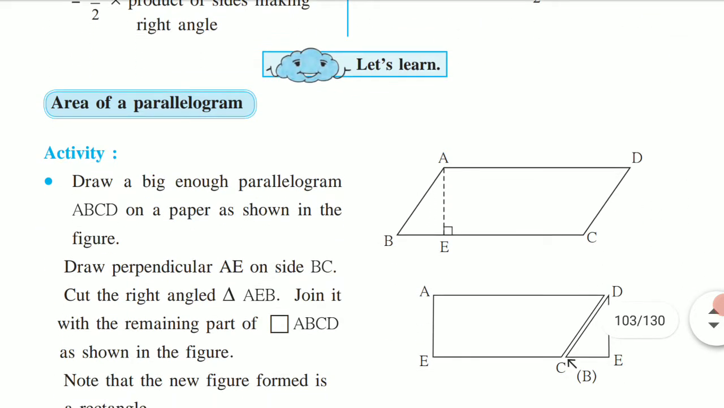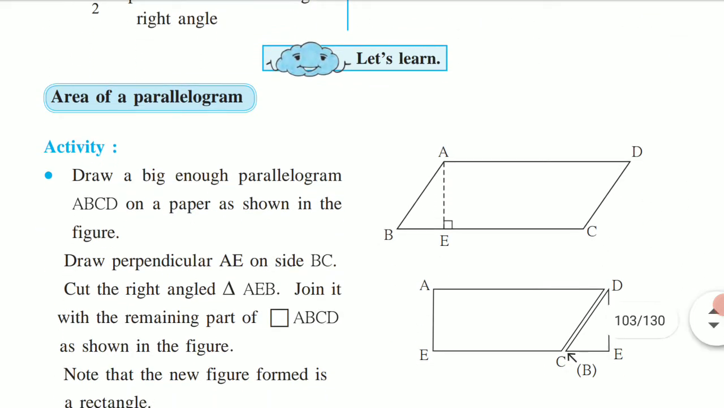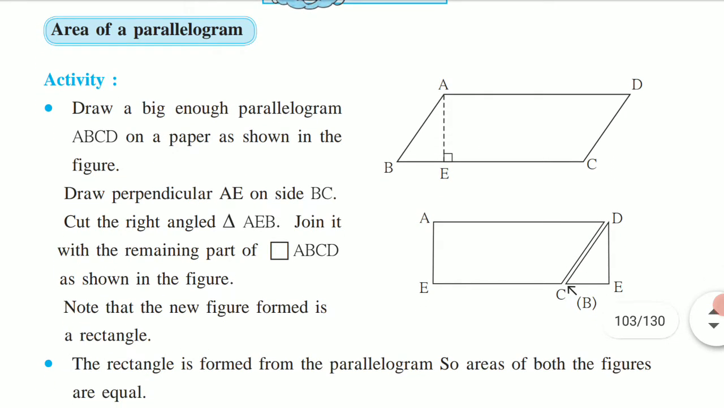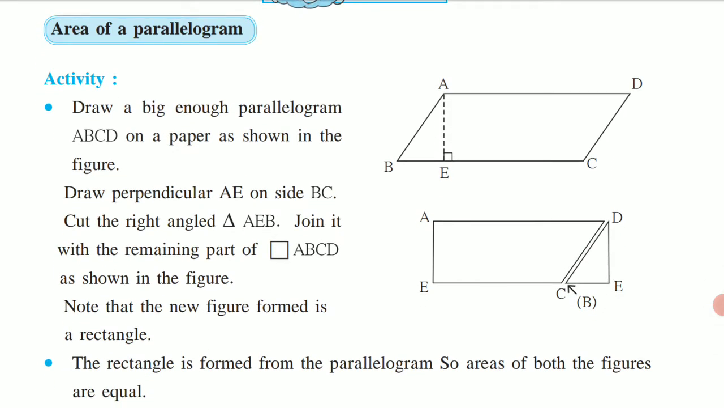Let us see some new formulas. That is, area of parallelogram. One activity is given here. Draw a big enough parallelogram ABCD on a paper as shown in the figure. Draw perpendicular AE on side BC. Cut the right angled triangle AEB. Join it with the remaining part of the parallelogram ABCD as shown in the figure.